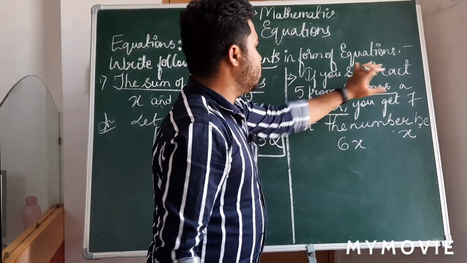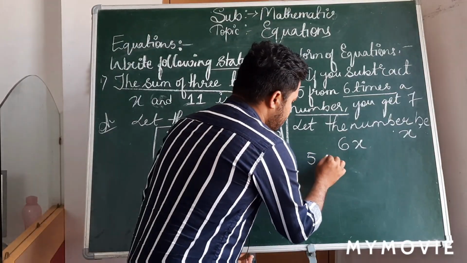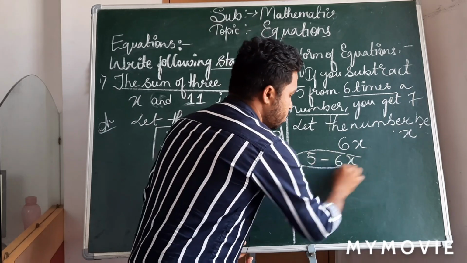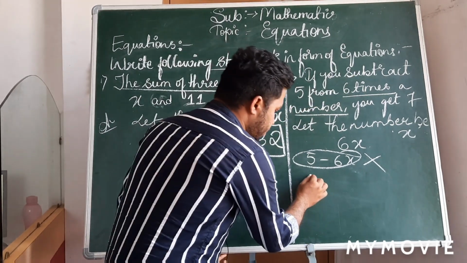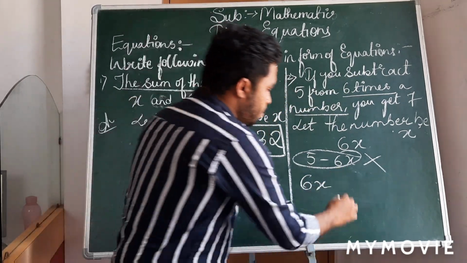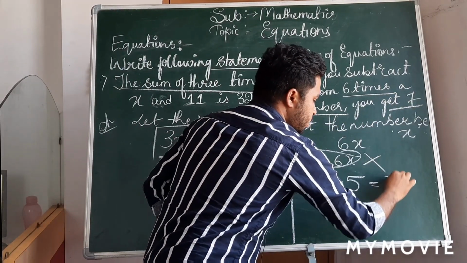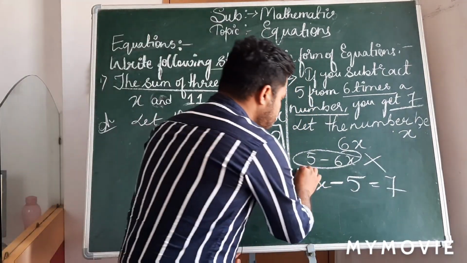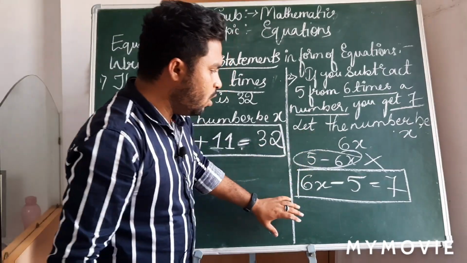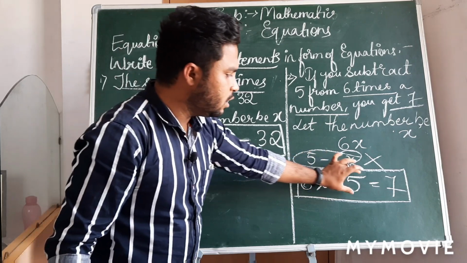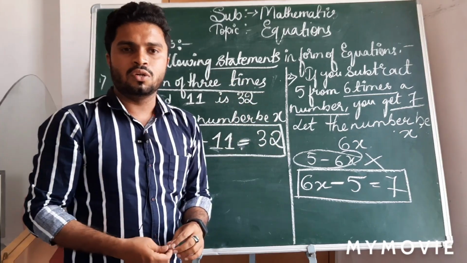What will you take now? If you subtract 5 from 6 times the number, many students will write 5 minus 6x. This is wrong. What you have to take is, the word from tells you to take 6x first, so 6x minus 5 is equal to 7. This is your equation. So 6x should come first and 5 should come next. This is the second problem in your notebook.